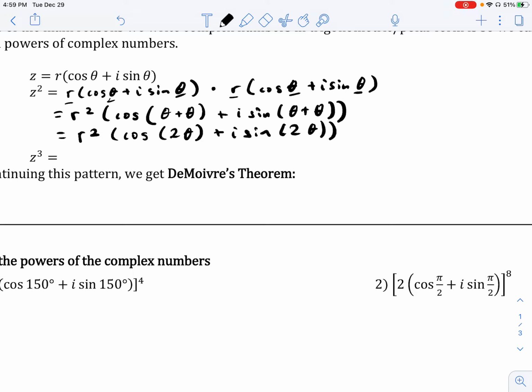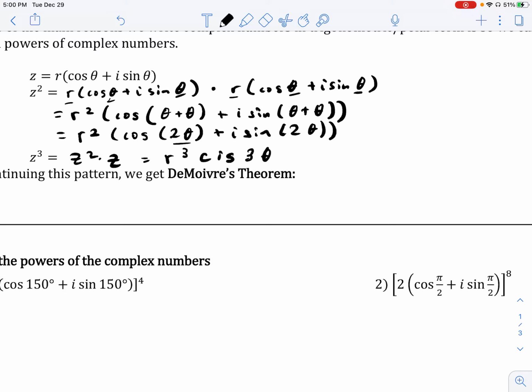And if we were to do the same thing now to z cubed, basically take this result that we just found for z squared and multiply it by z again, what would we get here? Well, that would be r squared times another r, so that would be r cubed. And I'm going to write this in abbreviated form, just for the sake of time, cis, and then we would have 2 theta plus another theta. Well, that would just be 3 theta.